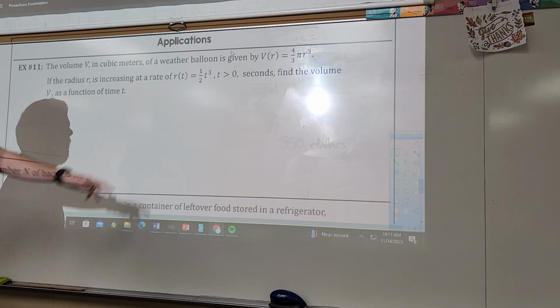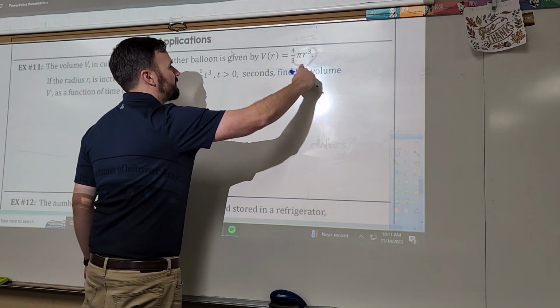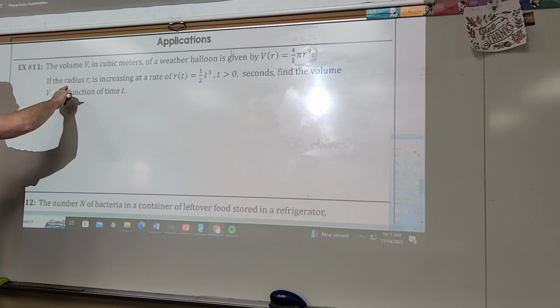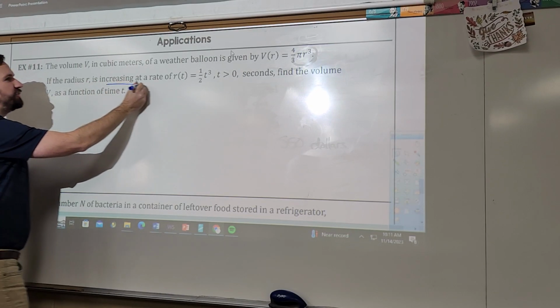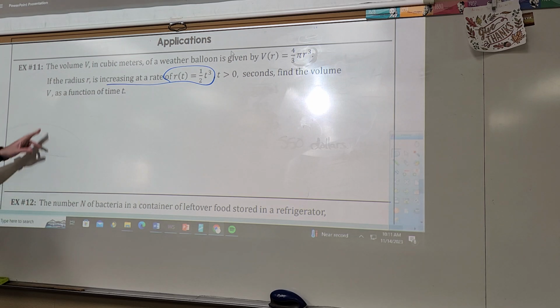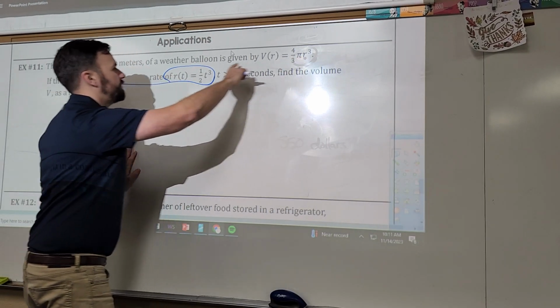So we have V of R is 4/3 pi r cubed, and that's our volume, correct? But we also know the radius is changing at this rate. So now it wants us to find the volume as a function of time. So I need to change my R to a T.